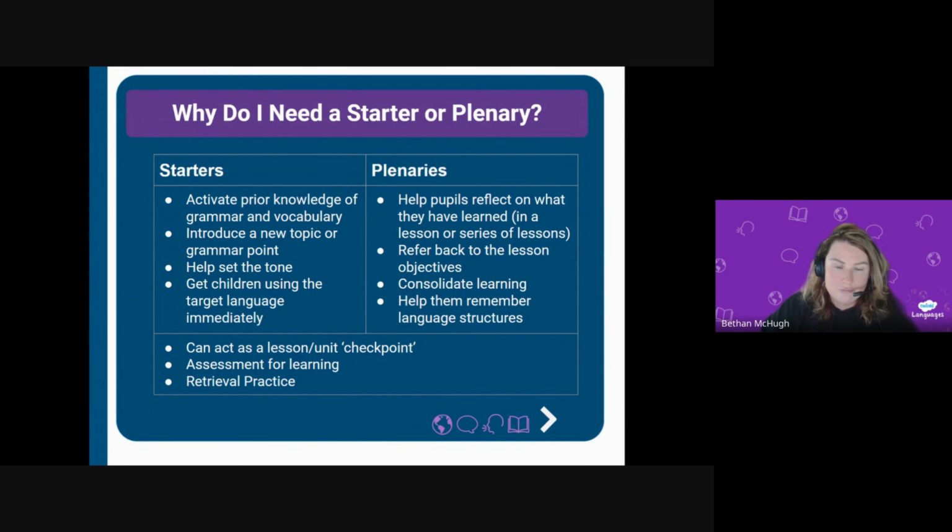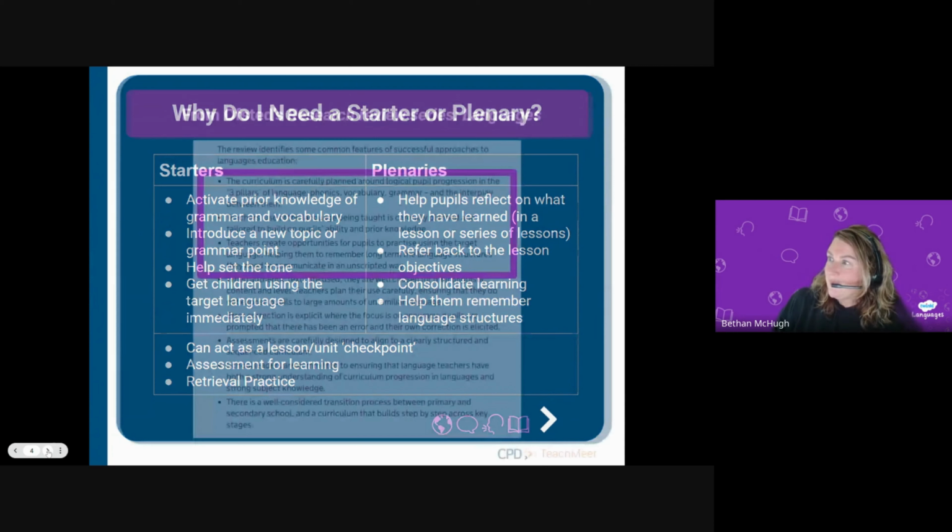So do keep that in mind, that the starters and plenaries don't always have to be relevant in terms of content, but they need to be relevant in terms of context and actually helping to move children towards some progress. Essentially, getting them using the target language. That's what we want to do.